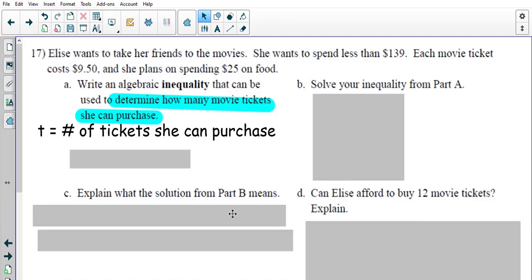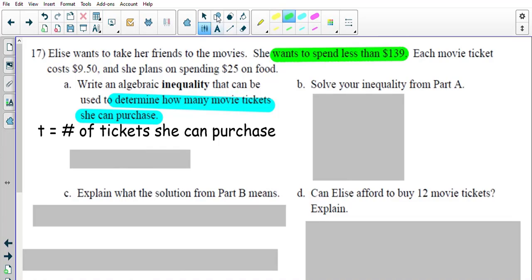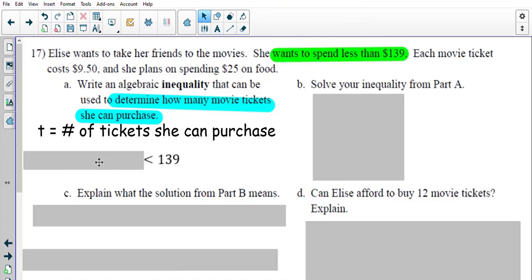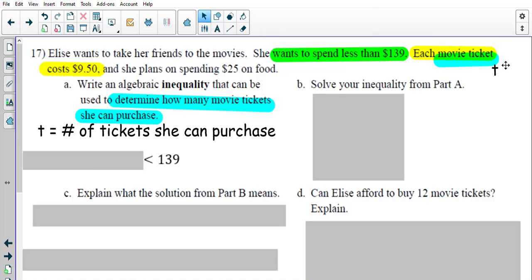Now we're going to put this into an inequality, very similar to what we saw in our last video. So let's go ahead and break this down. We know that she wants to spend less than $139. So you're going to see less than $139. Again, in a real life scenario, we would probably set that up as less than or equal to, but it is very specific in this question, and that's what we're going to go with. So we also know that each movie ticket is going to cost $9.50. And I'm going to put a little bit of blue under here because each movie ticket is our variable T. So I'll go ahead and type a T right there. So we can imagine we're probably going to put the $9.50 and the T together, $9.50 per ticket.